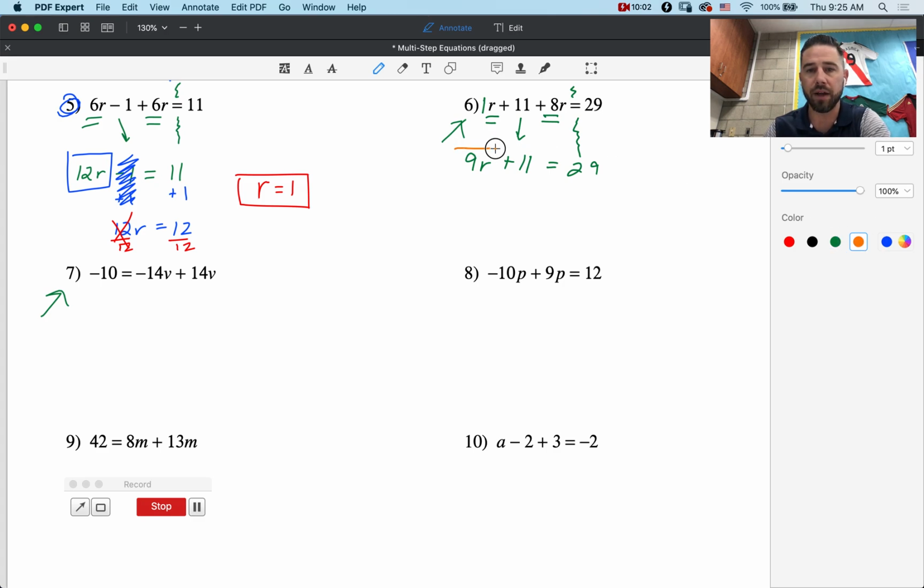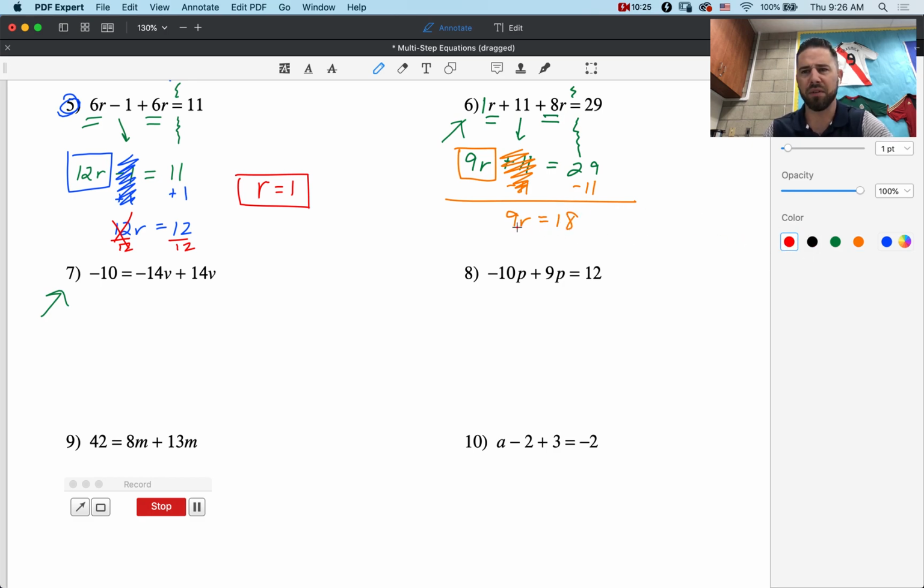Remember, we cannot touch that 9 that's stuck to the r until the very end. So we're going to deal with this positive 11. I can get rid of a positive 11 by subtracting 11. Gone, right? Drop this guy down. I have 9r equals 18.